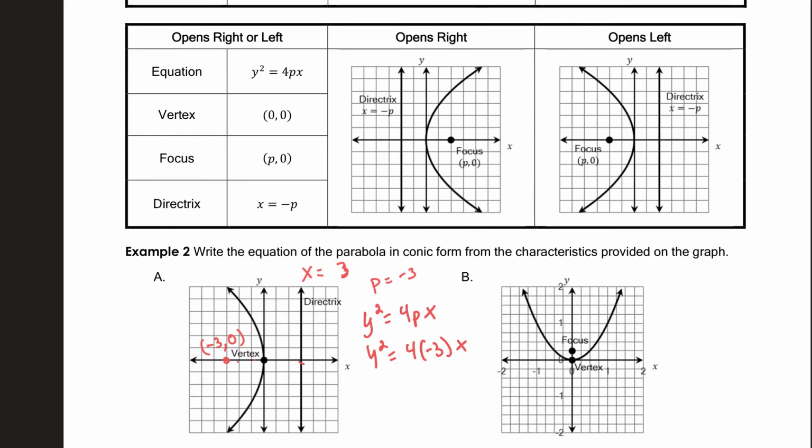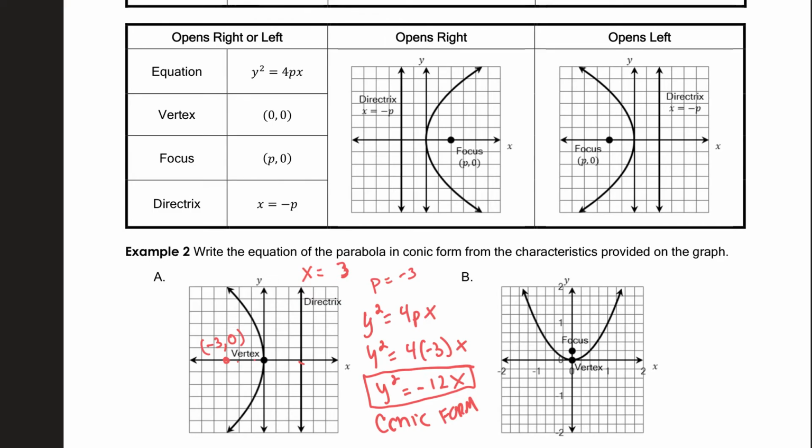So it says here, write the equation of a parabola in conic form. The characteristics are provided on the graph. So you have y squared equals negative 12x. And this is it written in conic form. And I'll stop so you can understand what we just finished doing.